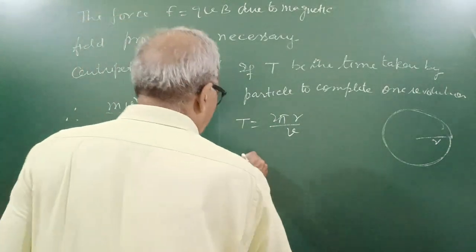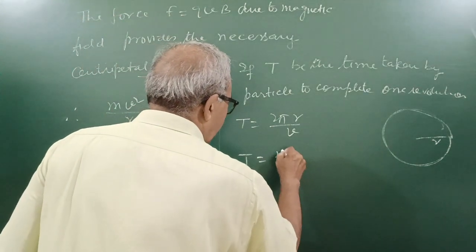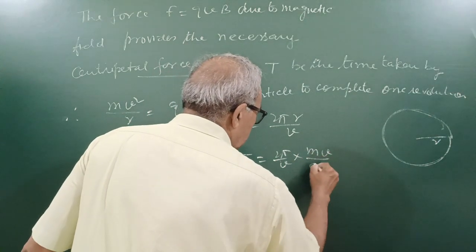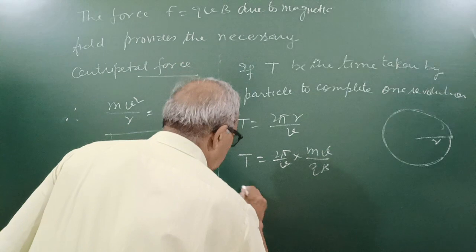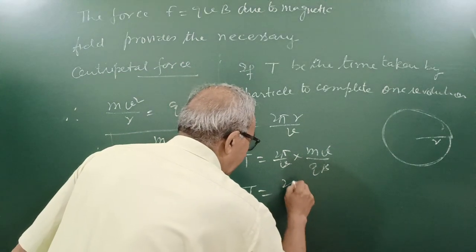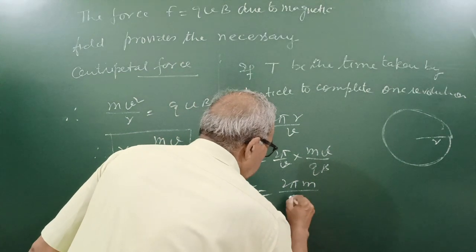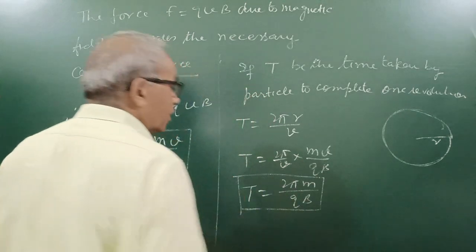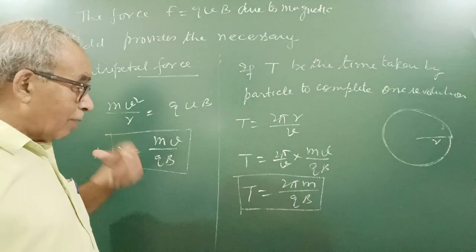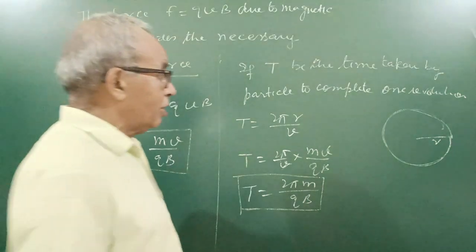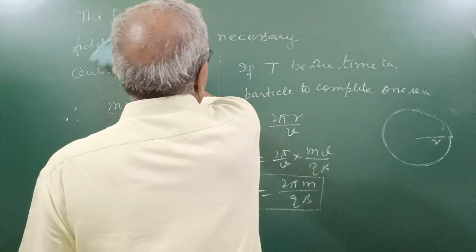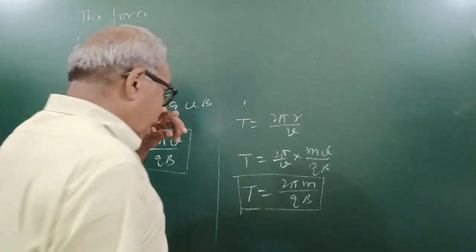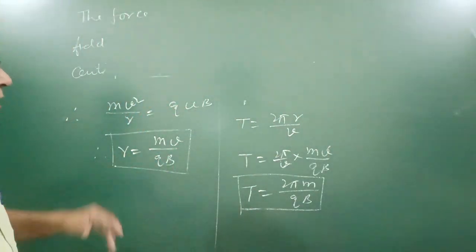Now putting the value of r here, you get 2 pi upon v into mv upon qB. v cancels. So the time period is 2 pi m upon qB. So the time period does not depend on velocity. If two charged particles having the same charge and same mass enter the magnetic field with different velocity, then the time period is the same but larger the velocity, greater the radius.